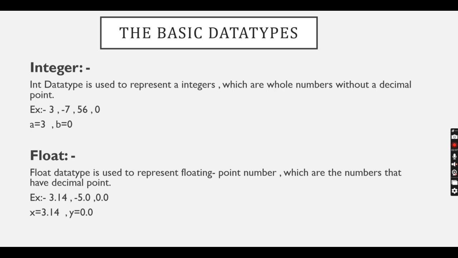Okay, like that. The next data type is the float data type. The float data type is used to represent floating point numbers, which are numbers that have decimal points, like 3.14, -5.0, 0.0. Like in a grocery shop we say we want half a kilogram of sugar or any other thing, right? In mathematics the value of pi is 3.142, right? So this is a decimal point value, which is nothing but a float value.